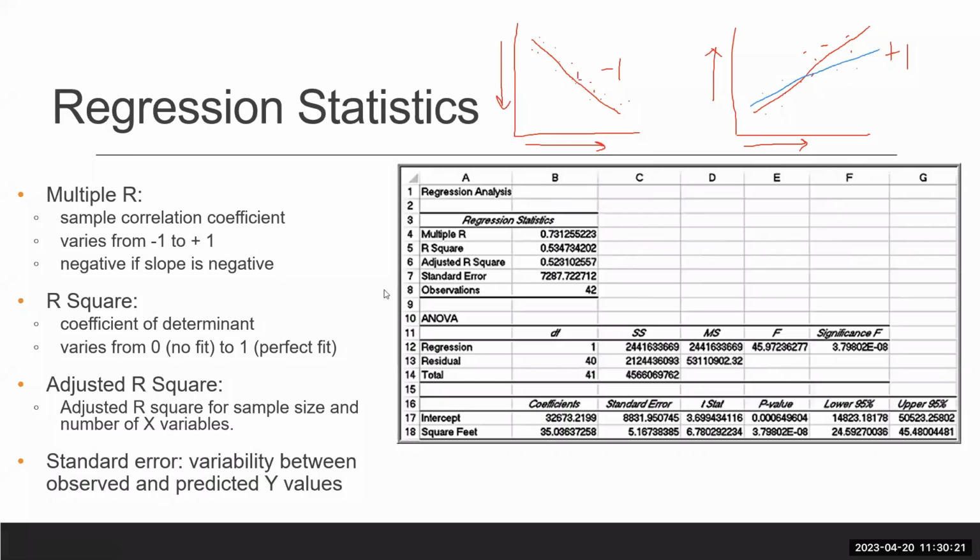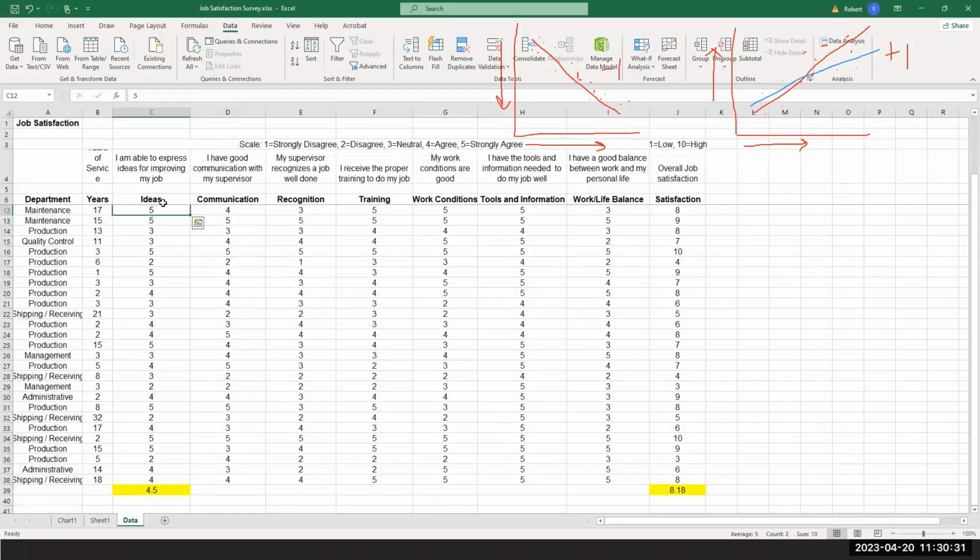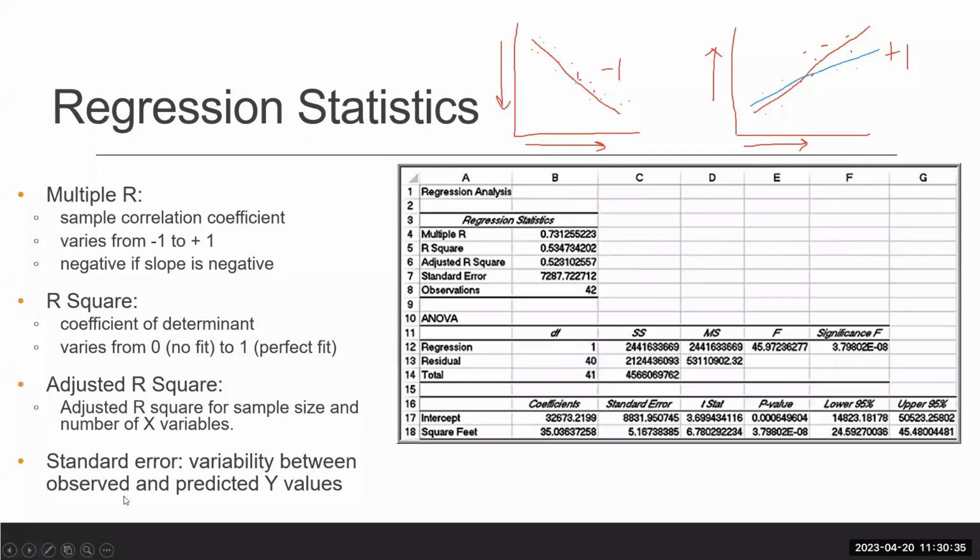And the standard error is the variability between the observed and predicted Y values. So we've got some training data here, and it's the variability between what we observed and what we predicted.